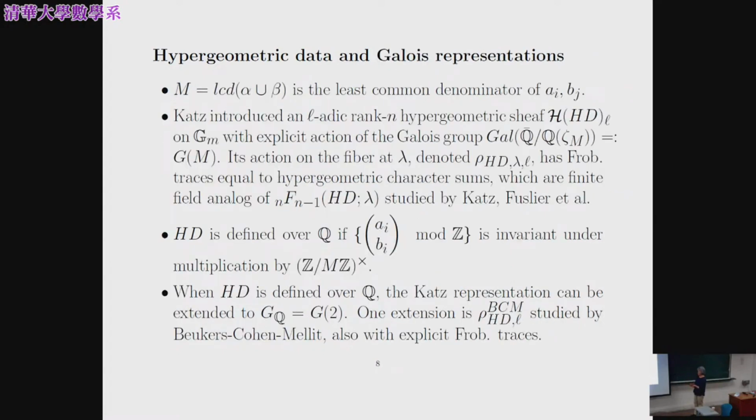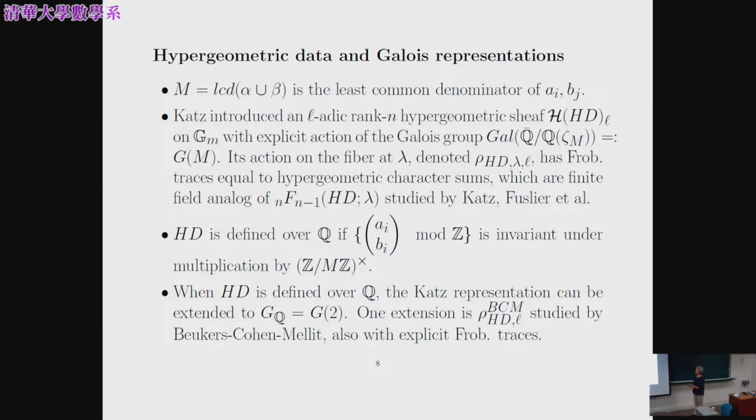So after we understand that, we say a datum is defined over Q if these columns remain the same when we multiply them by any integer which is coprime to m, modulo Z.